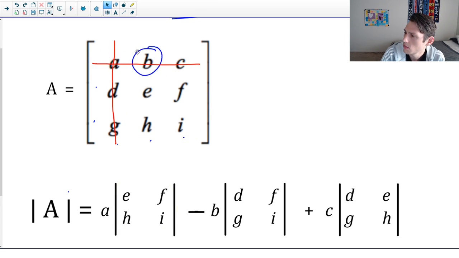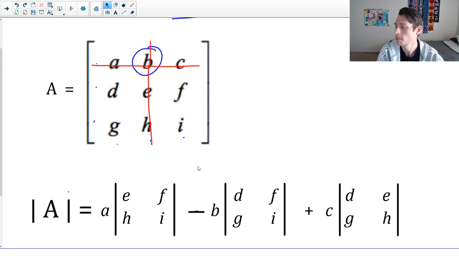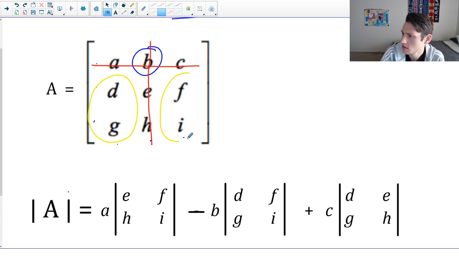So now we go to B. So we just kind of shift over 1. And same thing. I'm going to cross out the row and cross out the column. All right, so I look at B, I put B there, and I cross out the row, cross out the column. Well, look what I have left. D, G, F, I, that's exactly what goes in this one.